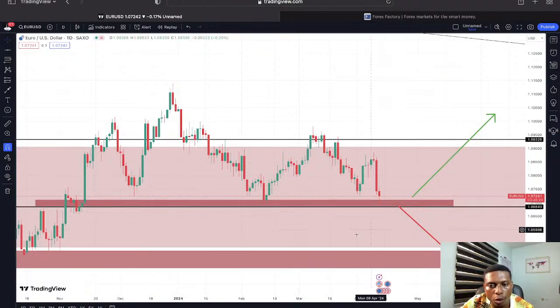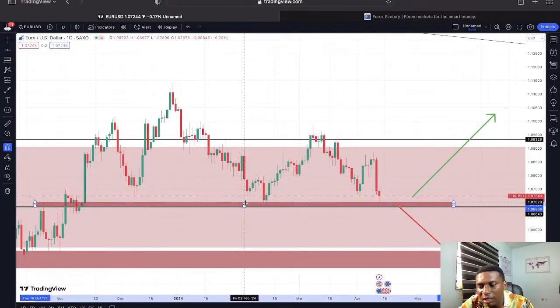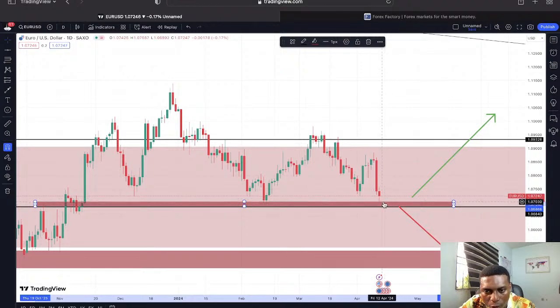All right, so on the daily time frame, we can see that price is bouncing back. If you look in very closely, you can see that there are wicks downward here, showing that there is a buying pressure pushing price back up.